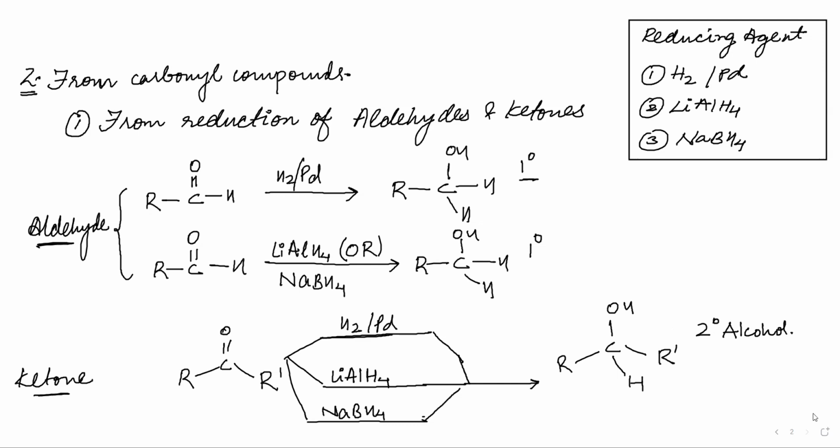Okay, done. Now the next class of carbonyl compounds that we have are called carboxylic acid and its derivatives. These are carboxylic acid and its derivatives.